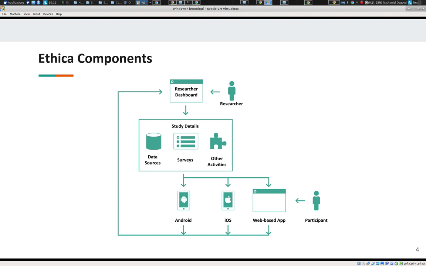Yes? So Ethica is kind of like, is it kind of survey tools? Like you can make your own survey and collect the data? It does do that. You can define them graphically in there and through a survey editor.